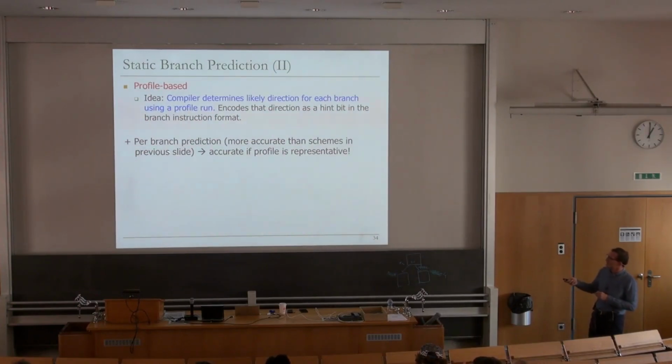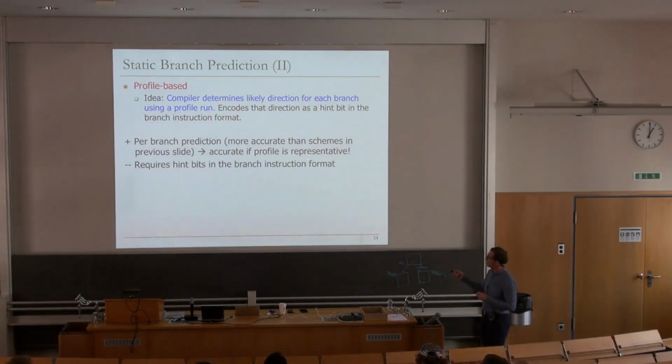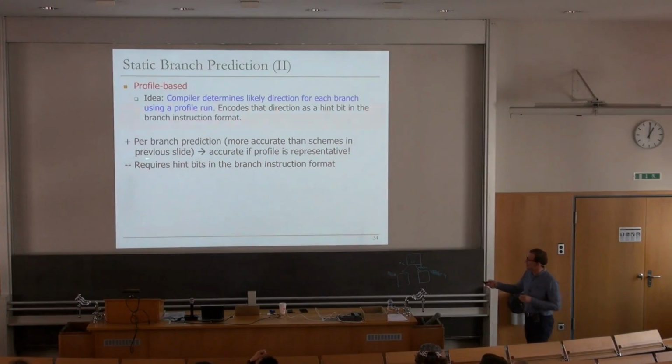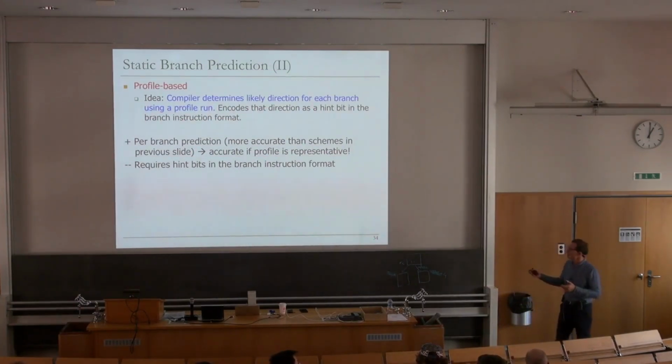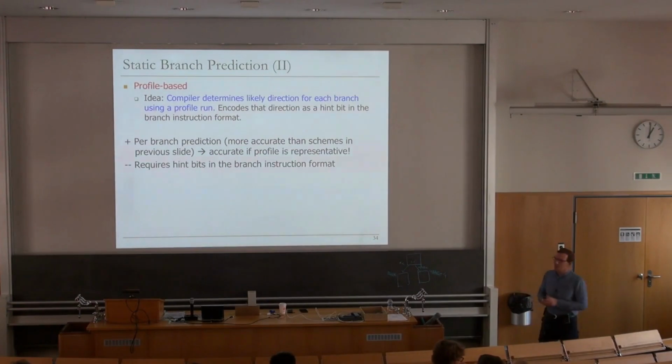But if that's true, this actually buys you better accuracy. Now another downside of this, if the profile is not representative, you have a problem. But in addition to this, you need to have hint bits in the branch instruction format. And actually most ISAs have these hint bits today. It's not clear if they're fully used by the compilers, but they could be. It's also not clear that they're fully used by the hardware.